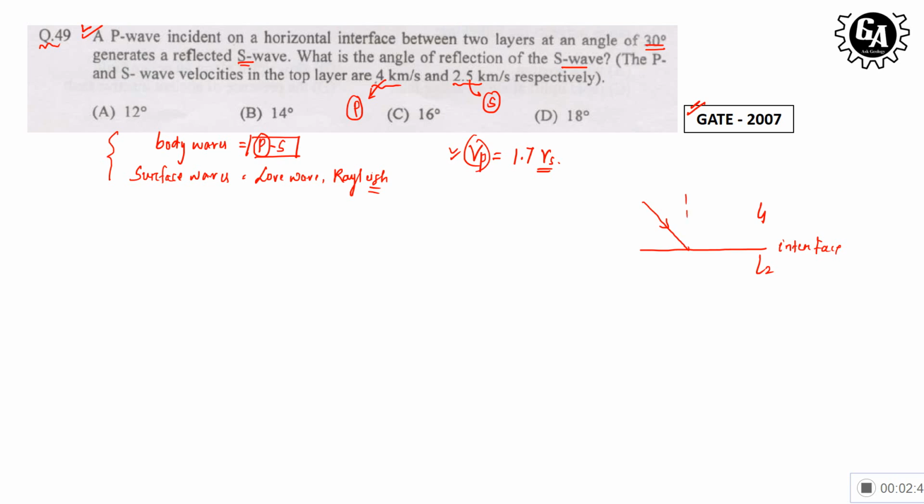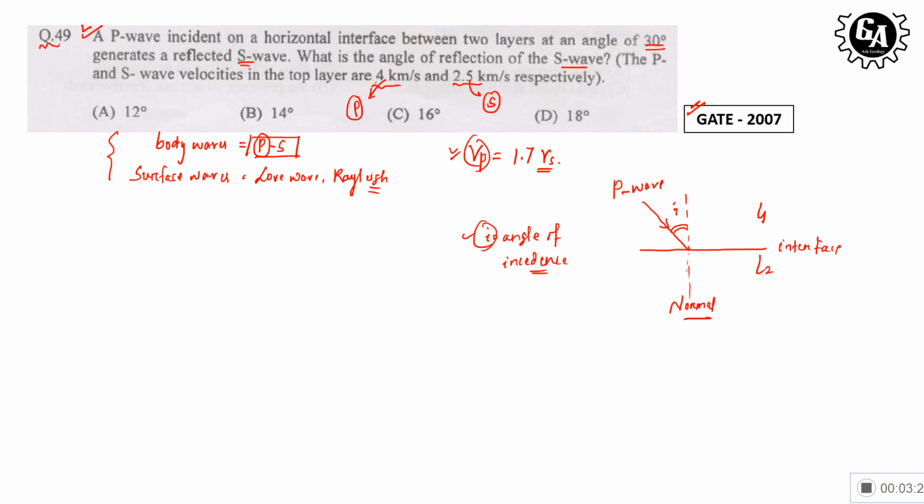If this is the normal, then it is saying that at an angle of 30 degrees, this is the angle of incidence. I is the angle of incidence. Always remember that the angle, whether it is the angle of incidence, reflection or refraction, should be measured from this normal. This is your normal, and the normal is perpendicular to the interface. Now this is the incident P wave.